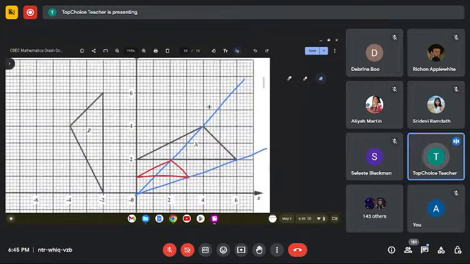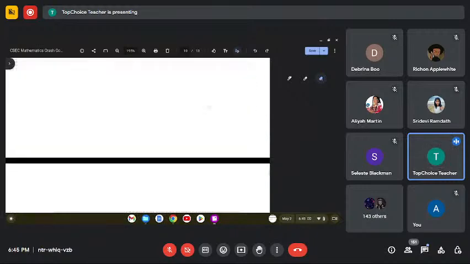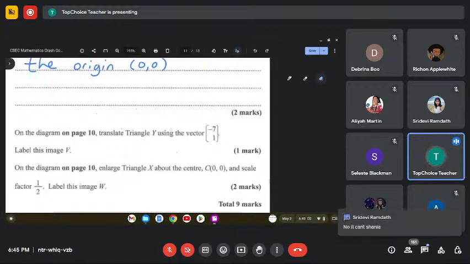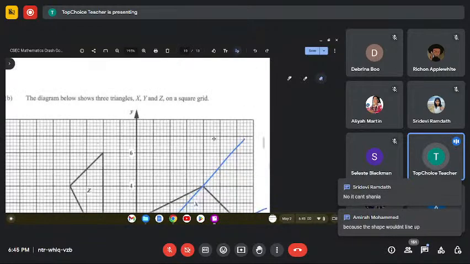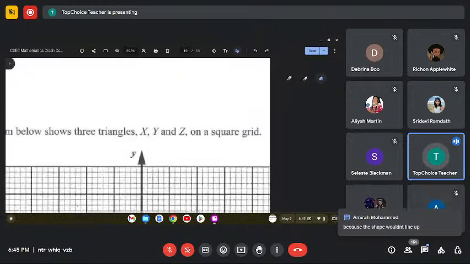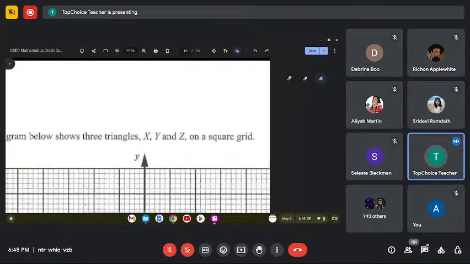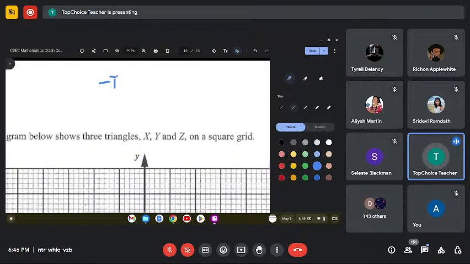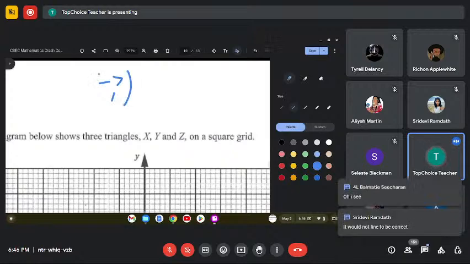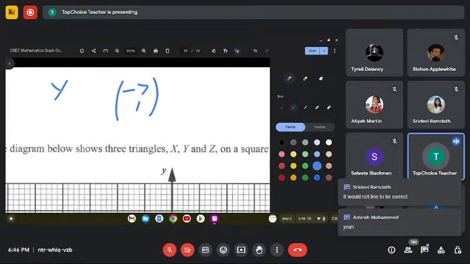And what shape are we translating? X, Y, or Z. You see, I don't forget. It is triangle Y. So remember, it's triangle Y, and the vector is -7, 1. I'm going to write down this information here. So we're going to do our translation now, and the vector was -7, 1. This is our vector, and we are translating it. Which shape are we translating? Y. So let's put that down there.